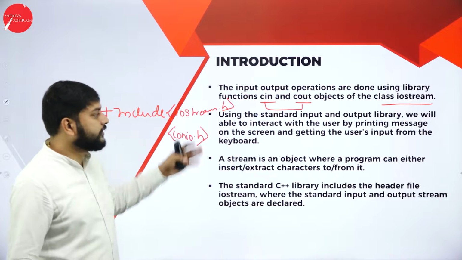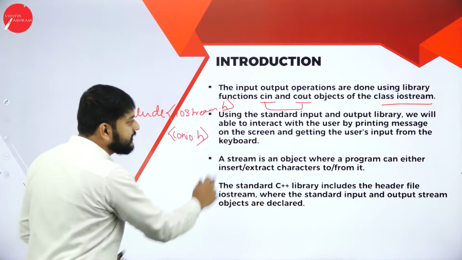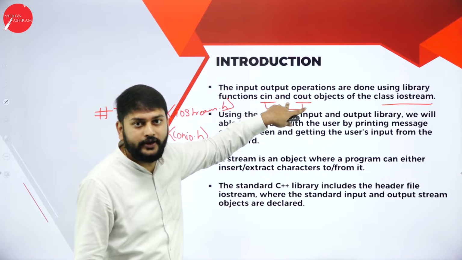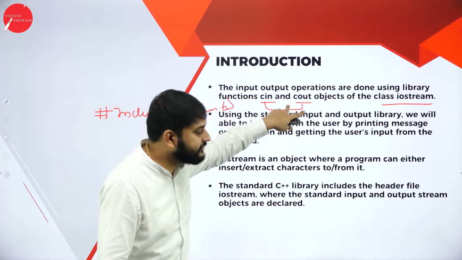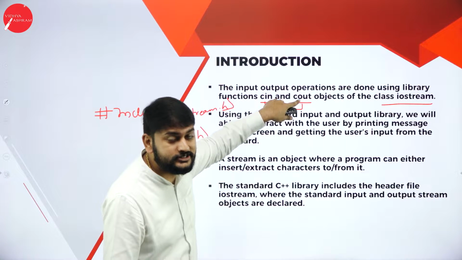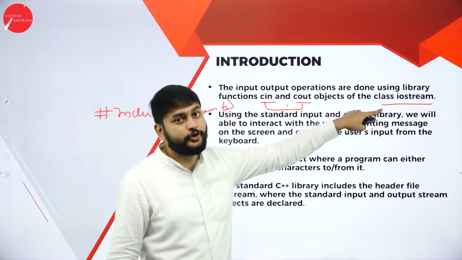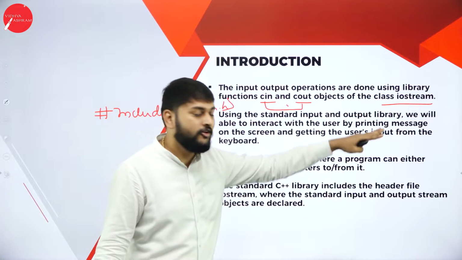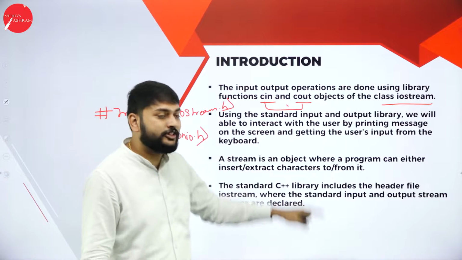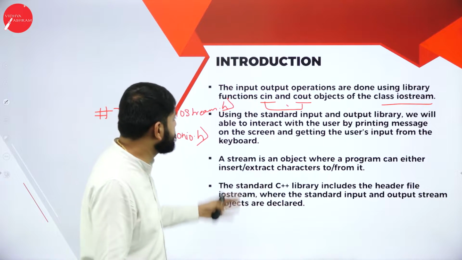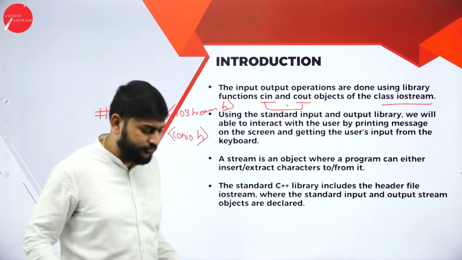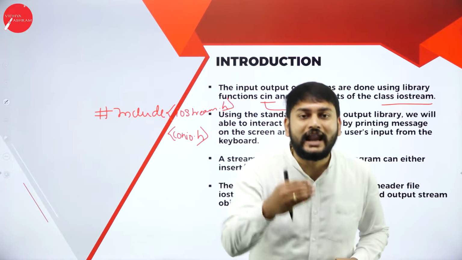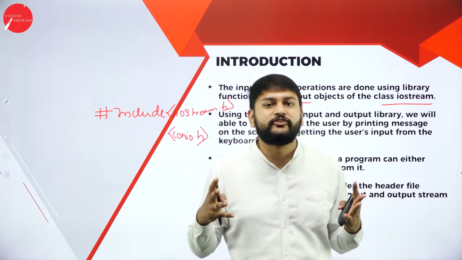So fine, what is the next one that I have? Please understand, using the standard input-output library. This is the standard input-output library, right? So guys, these are the functions. I have input output stream. This is the library. So using this standard input output library, we are able to interact with the user. Why should I use these CIN and COUT functions? With the help of this, I will be able to interact with the user. What is the meaning of this point?